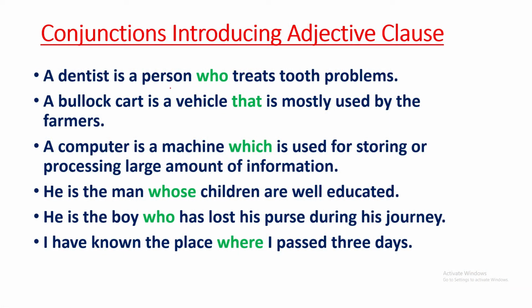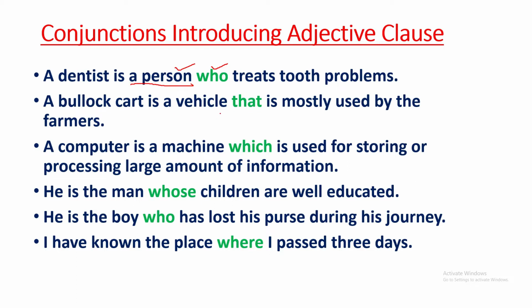A dentist is a person who treats tooth problems. Who is the conjunction introducing the clause who treats tooth problems. And who treats tooth problems describes whom? It describes a person. A person is a noun. When a word describes a noun, that is one adjective. The same thing, when a clause, this clause who treats tooth problems, describes a noun, a person, this clause is an adjective clause or relative clause, and the conjunction is called subordinating conjunction introducing adjective clause.